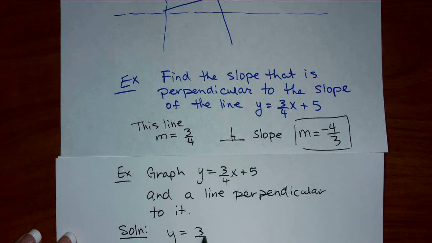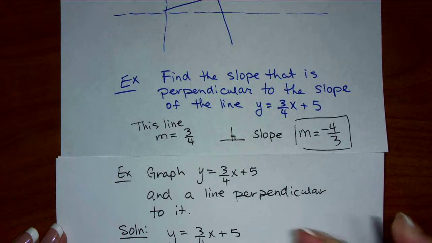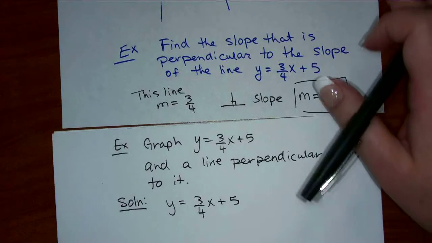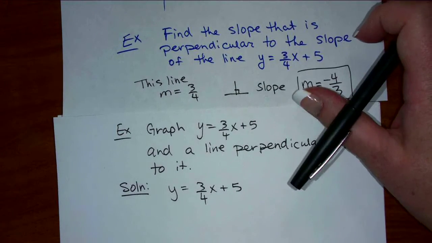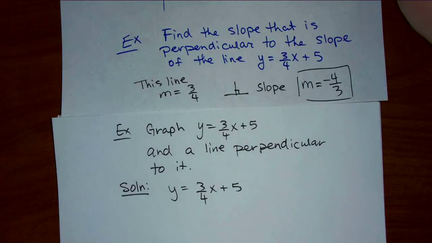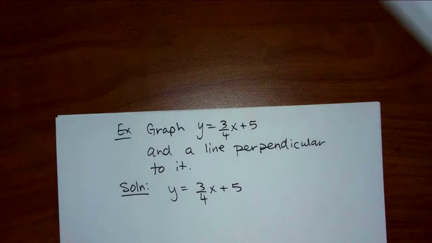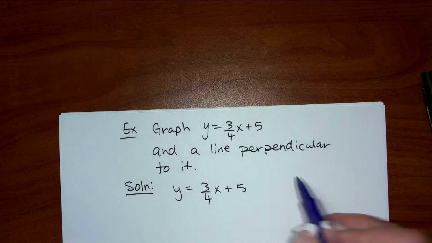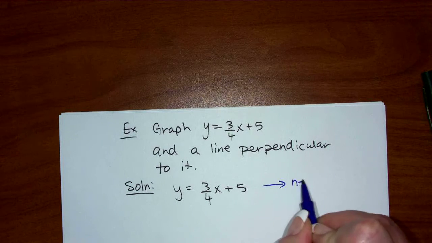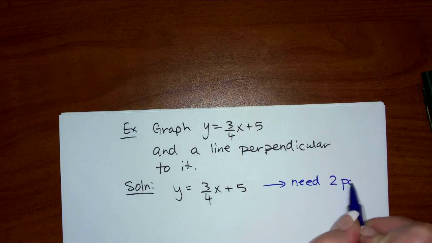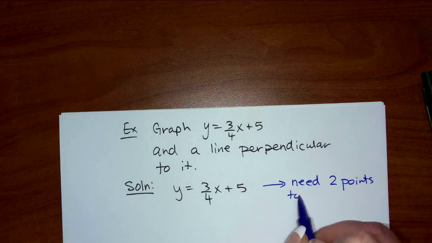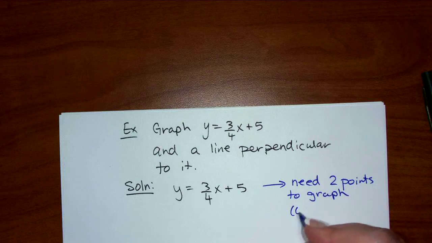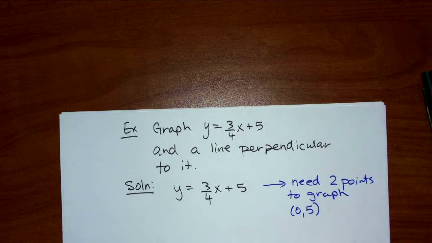Okay. How do we graph a line, first of all? What do we need to do to graph a line? 2 points. Now, if you're given the equation, you can read 1 point right off the equation. What point is that? So we need 2 points to graph. One of them is the y-intercept that you can read right off of the graph. That's when x is 0, y is 5. If you don't remember that, just plug in 0 and you'll get y is 5.